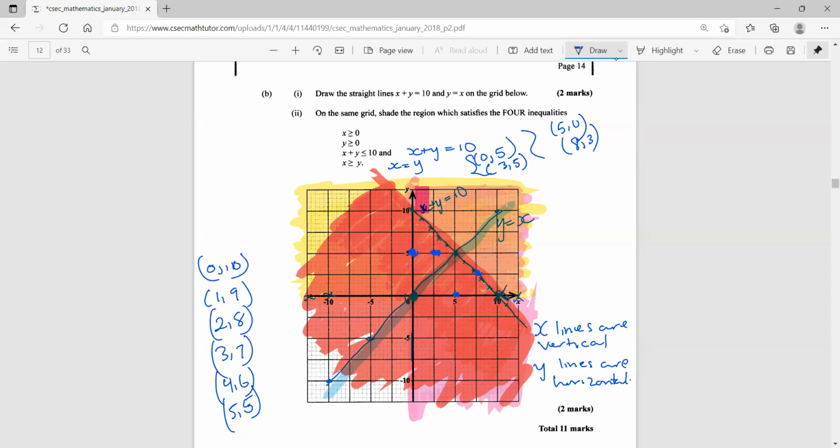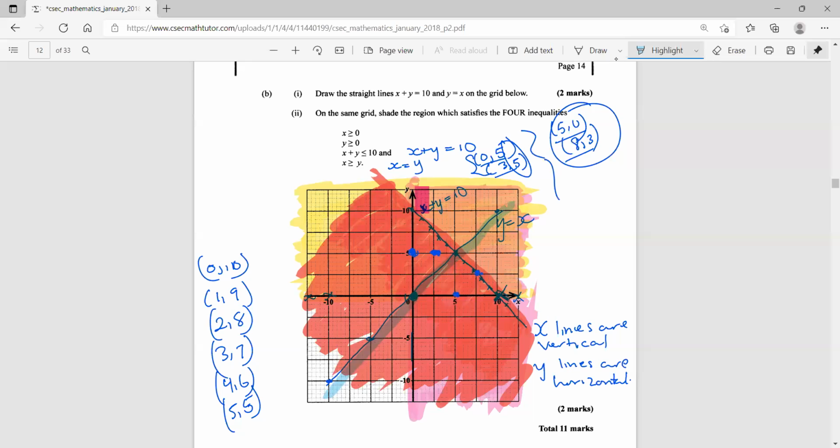So which one of these sets of coordinates represents x greater than y? The second set, because the x values are bigger than the y values here. In the first set, the x values are smaller than the y values. So which side are we shading? The right hand side. Everybody with me?